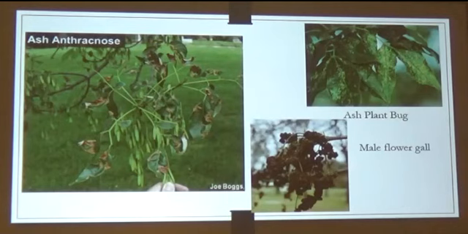The other way to tell if it's ash plant bug is to take a cutting, a little piece of the branch like this, and as soon as you're holding it in your hand, you will feel something crawling on your arm, and then you know you have ash plant bug.